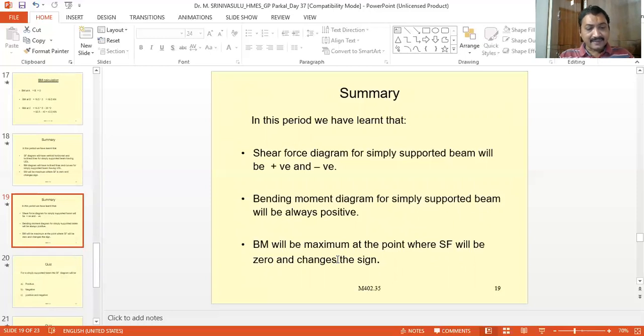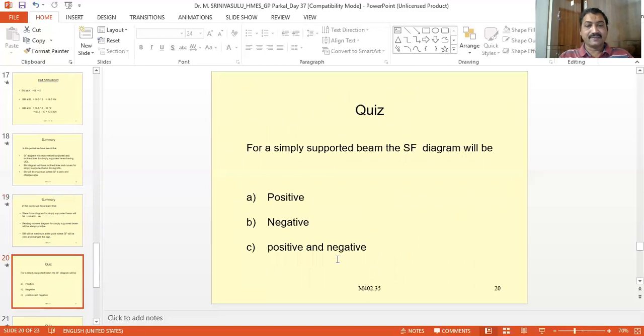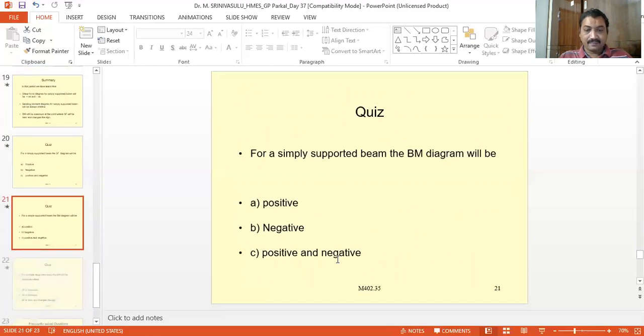Next, the bending moment will be maximum at the point where the shear force is 0 or changes sign. Now coming to a small quiz. For a simply supported beam, the shear force diagram will be: option A positive, option B negative, option C positive and negative. Just now we discussed it has both positive and negative. So option C is the correct answer.